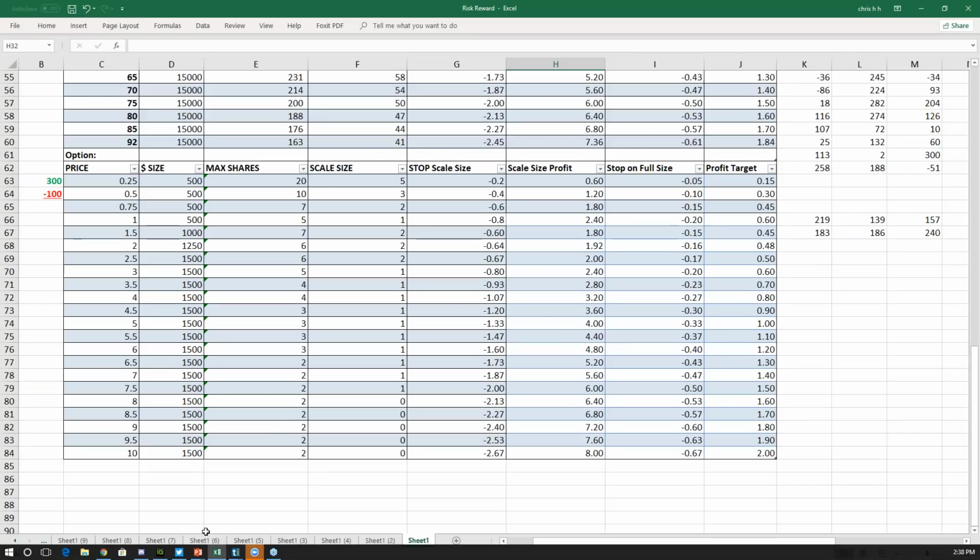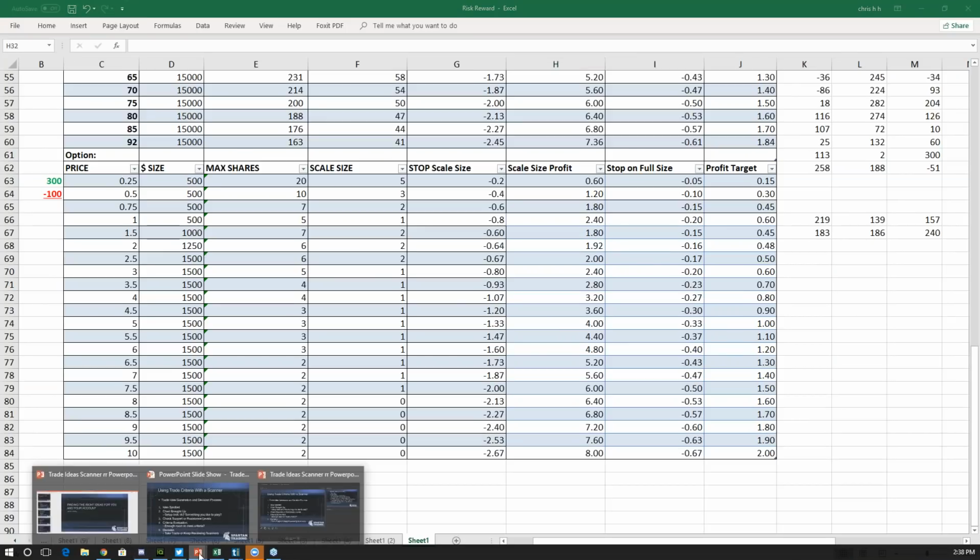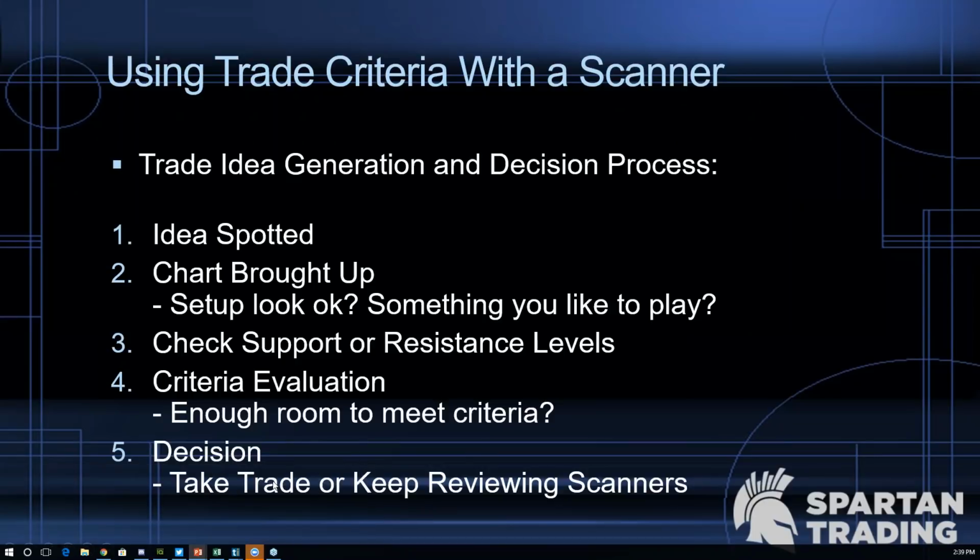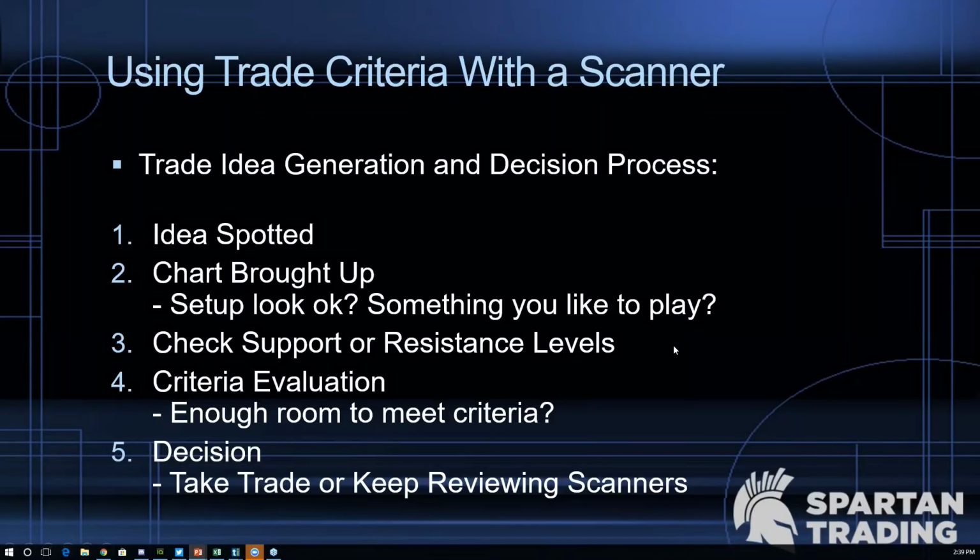Let's go back to the PowerPoint there. So let's just run through again really quickly the decision process. So number one, idea spotted. Using your scanner, spot an idea. Then what do you do? You bring up the chart. You bring up the daily, you bring up the hourly, you bring up somewhere where you can see those past support and resistance levels, and whether or not you're going long or short.